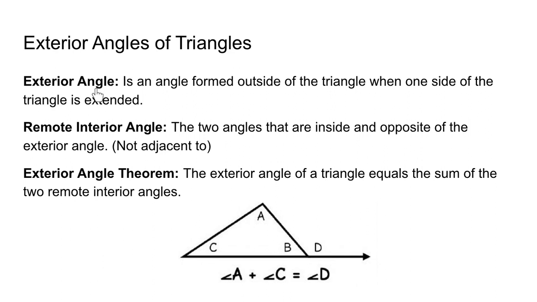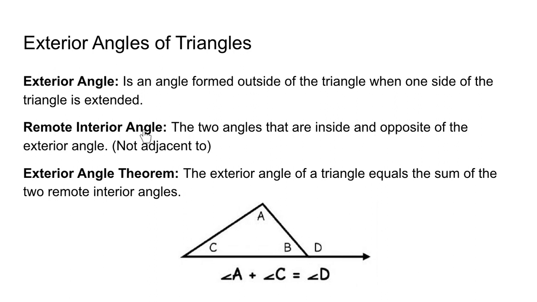So first we have the exterior angle. And it is an angle formed outside of the triangle when one side of the triangle is extended. So notice how in this triangle here, one side is extended out long. That is what we're talking about. So this right here is the exterior angle.